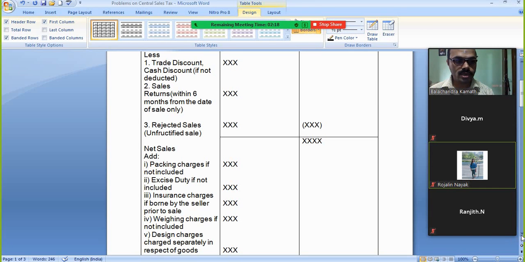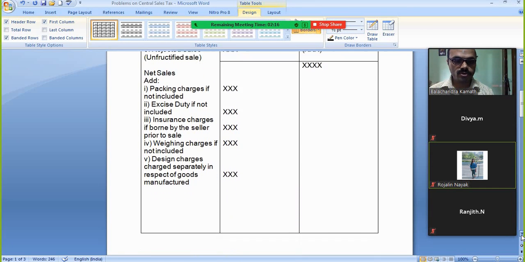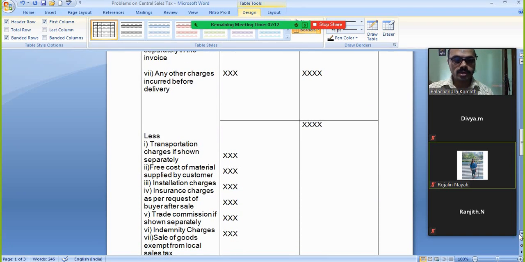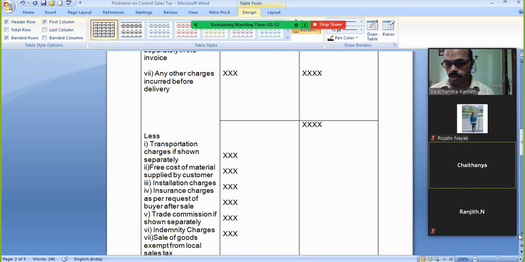If you see deductions here, transportation charges if shown separately. So freight of this 30,000 alone is shown separately in sales invoices. So from 1,10,000, how much is not shown separately? 80,000, right? Correct? So 30,000 we have to deduct.